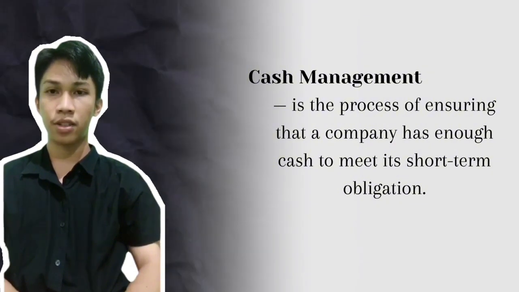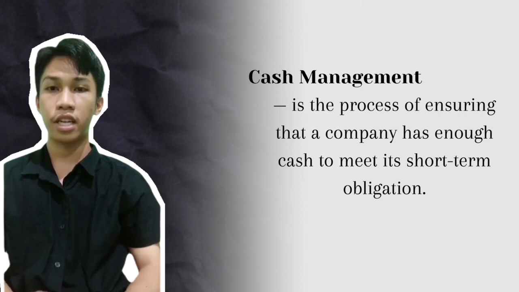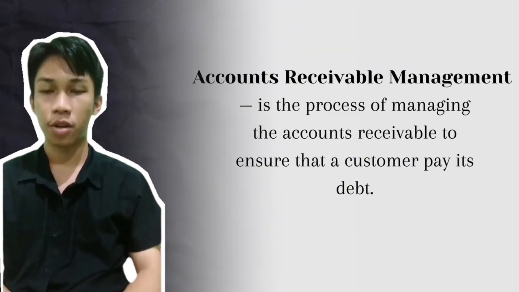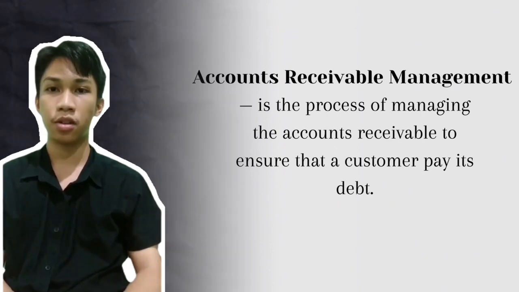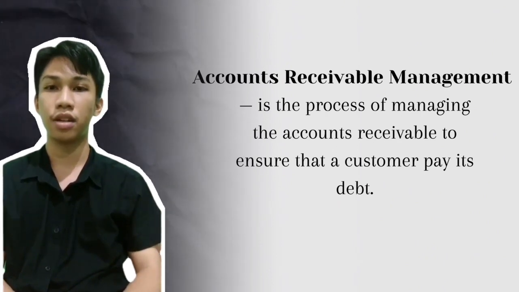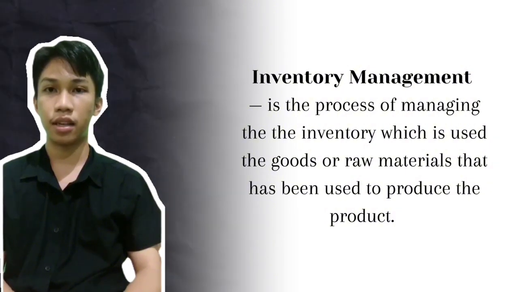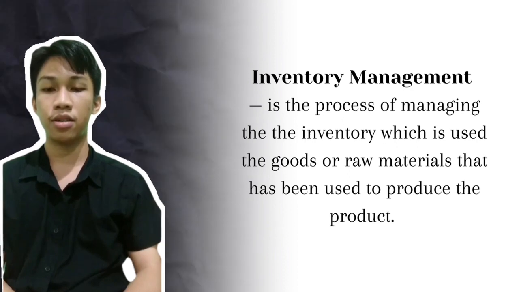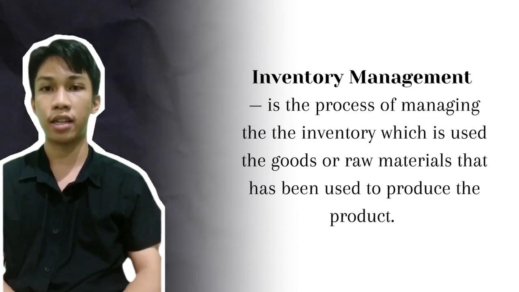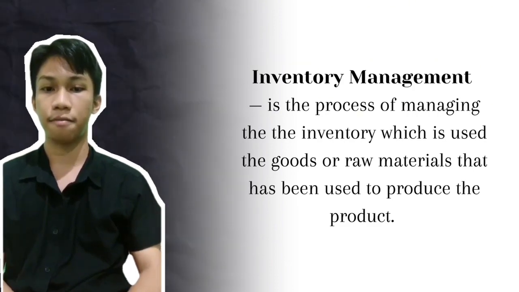Cash management. It's the process of ensuring that the company has enough cash to meet its short-term obligations. Accounts receivable management. It's the process of managing the accounts receivable to ensure that the customers pay their debts. And inventory management, it is the process of managing the inventory, which is the goods or raw material that are used to produce the products.